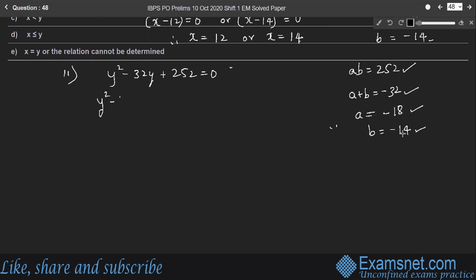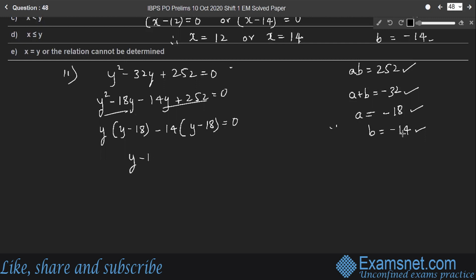Split the middle term. y square minus 18y minus 14y plus 252 is equal to 0. Take first two terms where y is common. y into y minus 18. Last two terms where 14 is common into y minus 18 is equal to 0. Right? y minus 18 is 0 or y minus 14 is equal to 0. So we have two values for y. y is 14, 18 or y is 14.